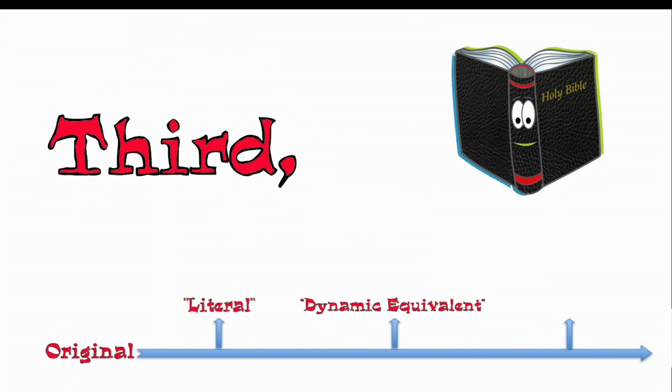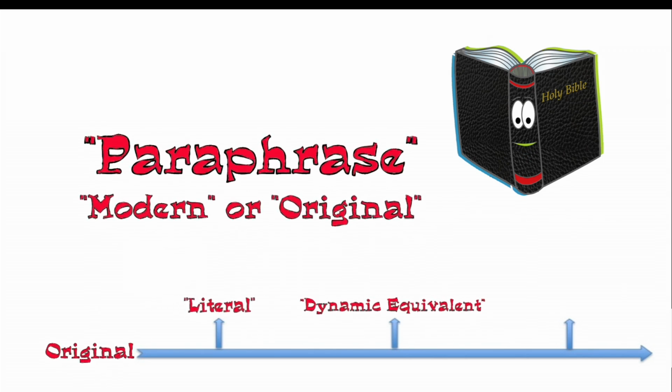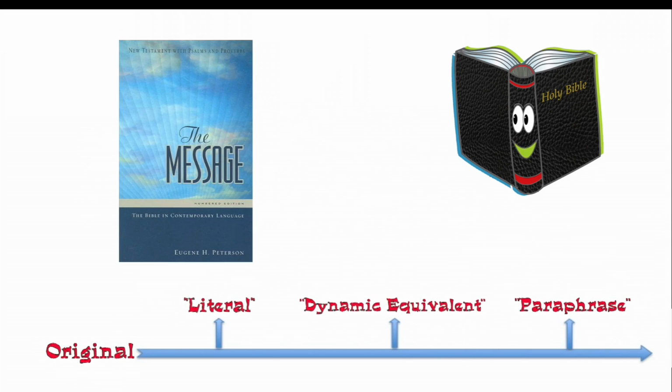If you carry this dynamic equivalent approach to an extreme, then you would have a third option, the paraphrase, which can be awfully free and loose with the original text for the sake of sounding modern or original. This is the approach used with the Message, for example.